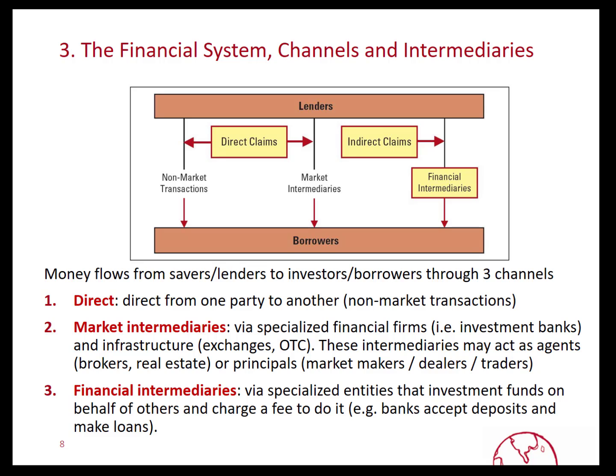We have direct claims, which may be of one type, non-market transactions. So I can invest directly in a company without having to go through a financial intermediary. We could also go through market intermediaries, such as a specialized firm, such as an investment bank, a broker, or through infrastructure such as exchanges. And these intermediaries may be acting as an agent, meaning that they charge us a commission to bring the lender and the borrower together, or they may be acting as a principal, which means they purchase the security and then sell it and hold it in their inventories.